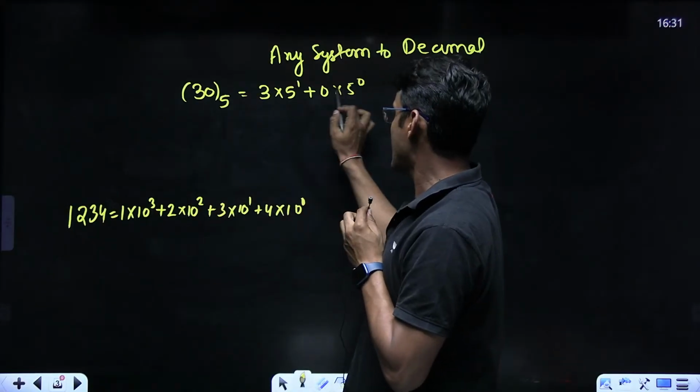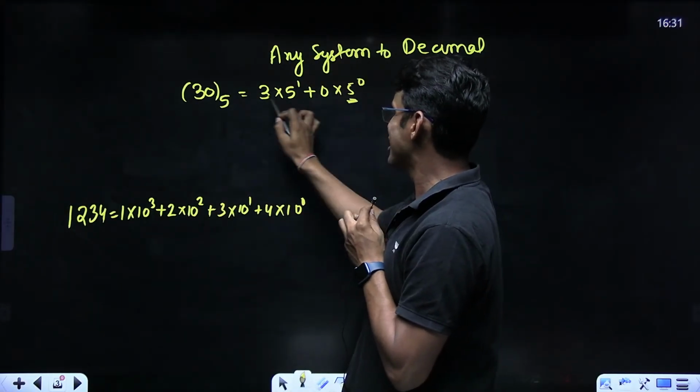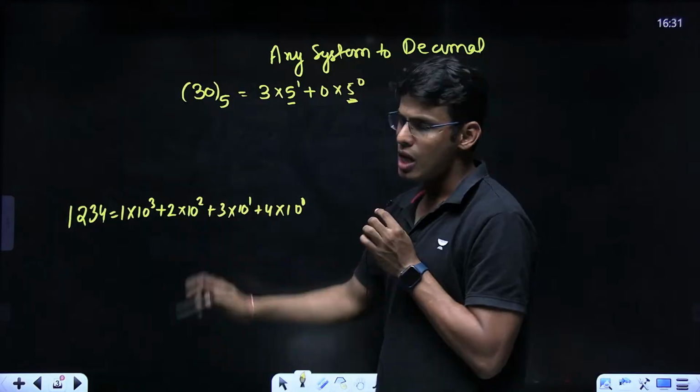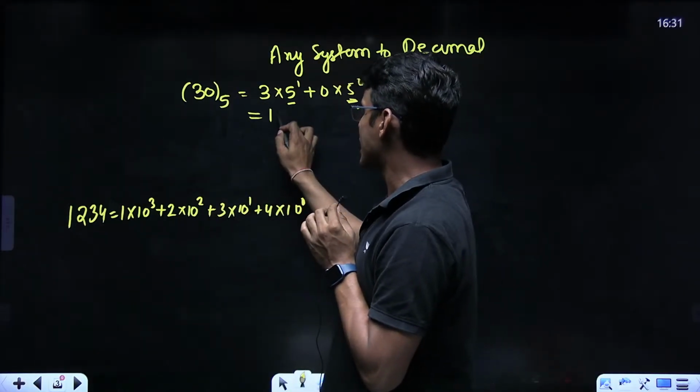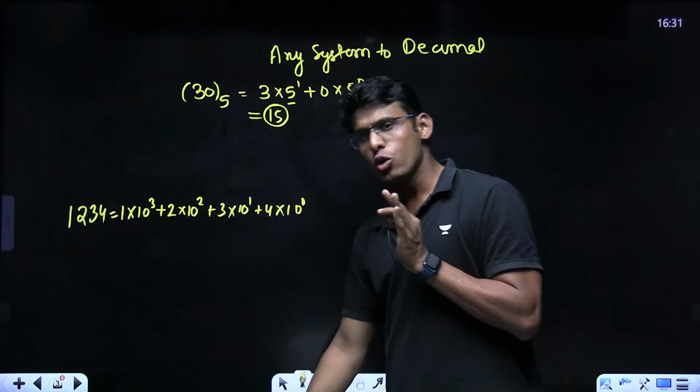So what am I doing here? I am assigning the place value. This is the unit digit, this is the tens digit. This is how to do it. And if you calculate, you are getting 15. So was 15 your original number?